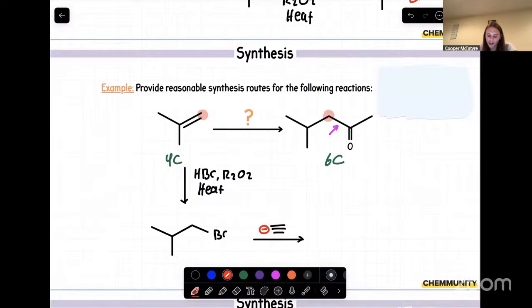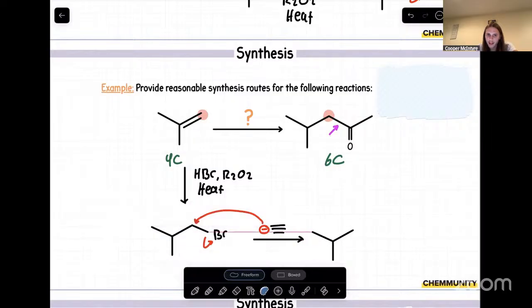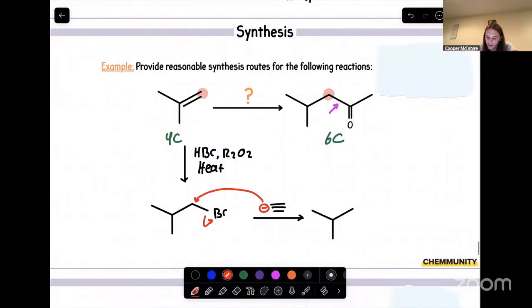So this alkynyl anion will undergo an SN2 reaction, just so we can kind of see what's happening. And now that we have that SN2 reaction, we'll form our alkyne.